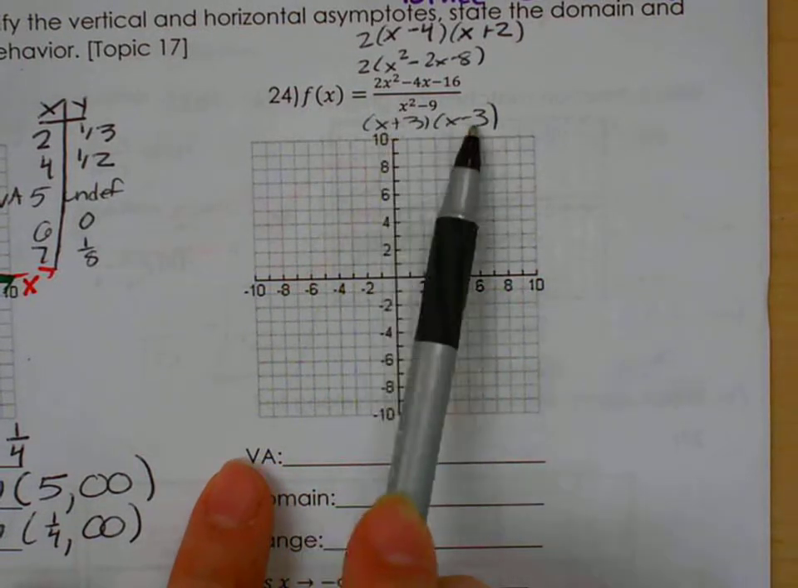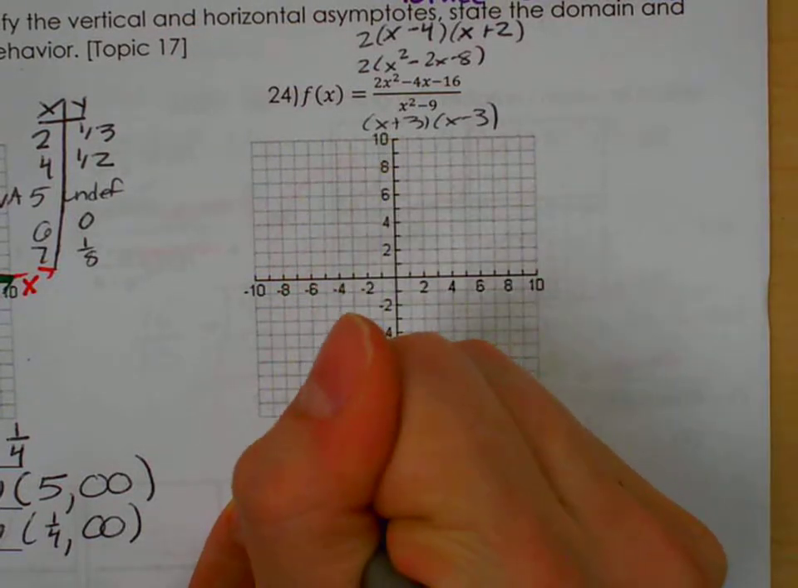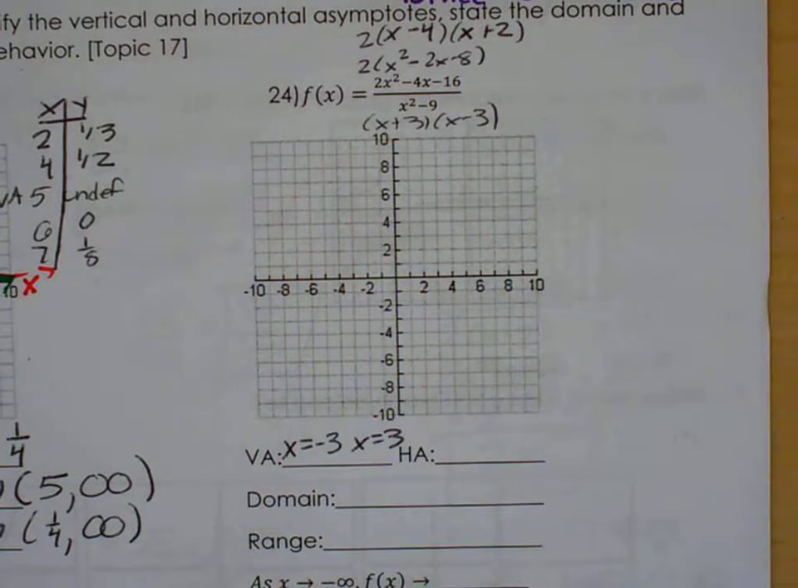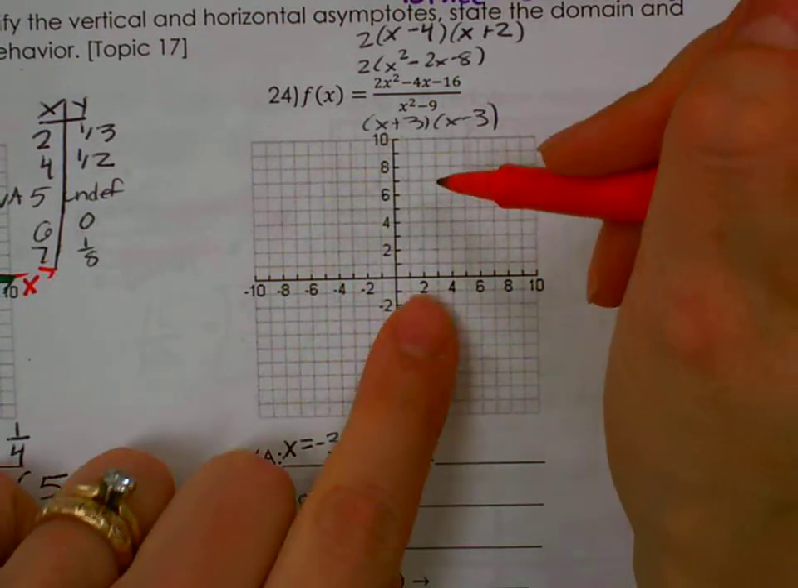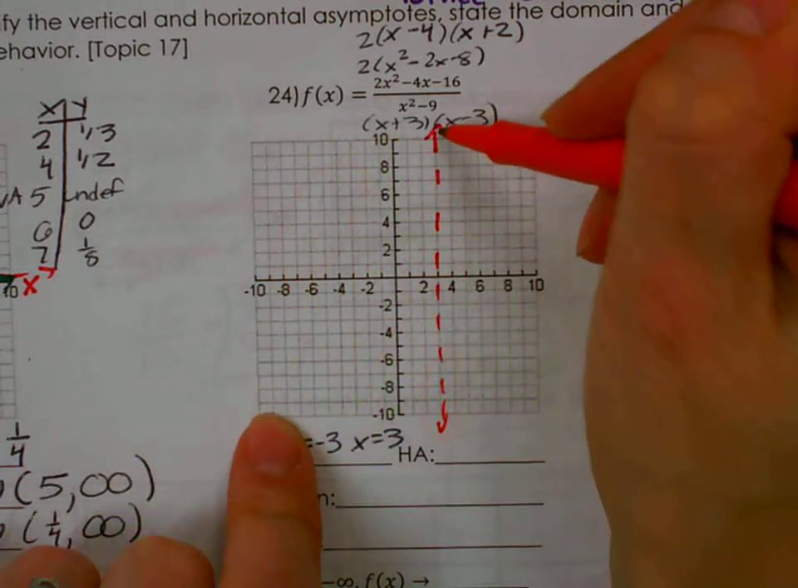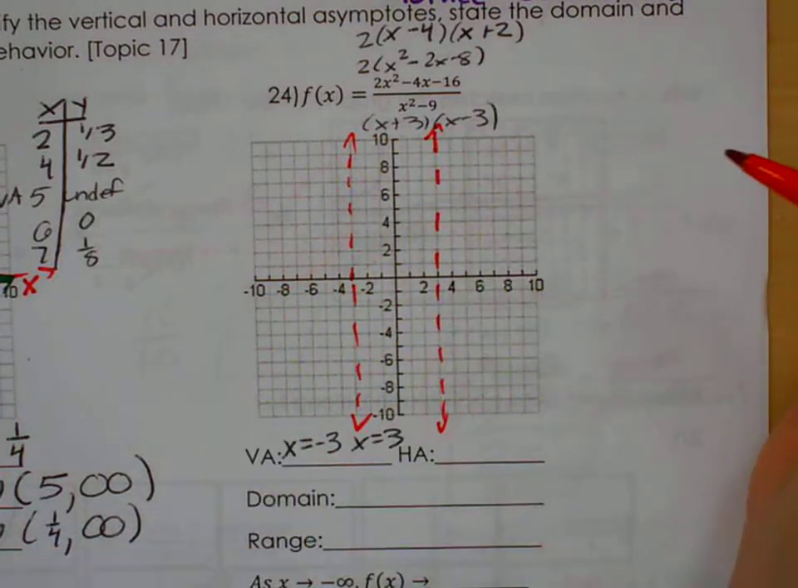Well, I have two things. -3 would make it 0. The other is 3. So I have x equals -3, x equals 3. So my vertical asymptotes, I've got one here at 3, and I've got one here at -3.